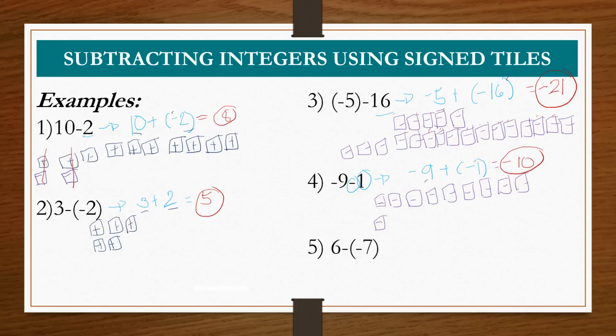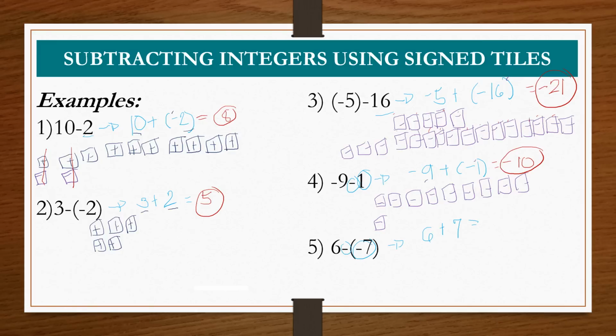Number 5, let us rewrite it again. So we have positive 6. This will become addition, since this subtrahend is negative, so it will become positive 7. So we have 6 plus 7, which is equal to 13.